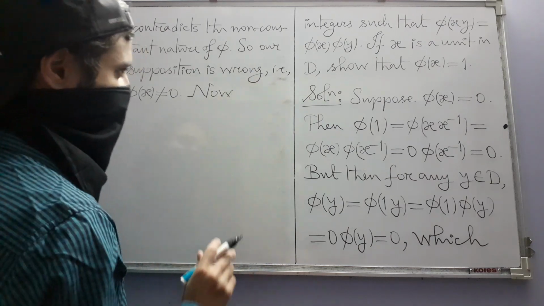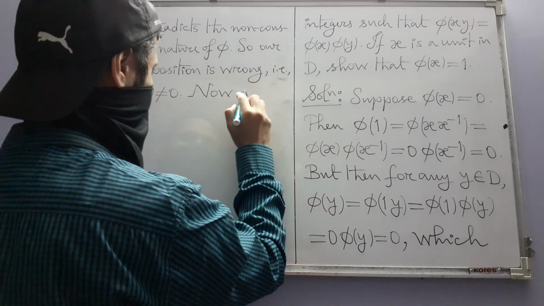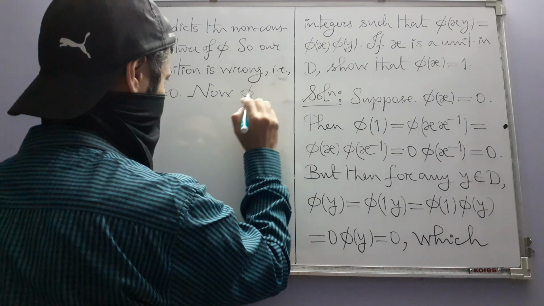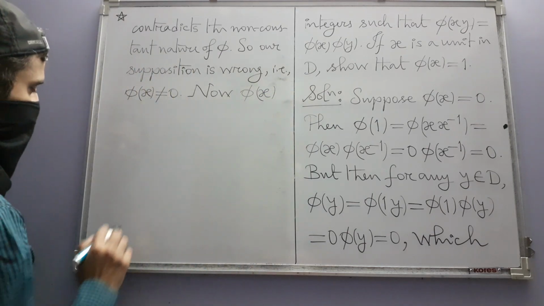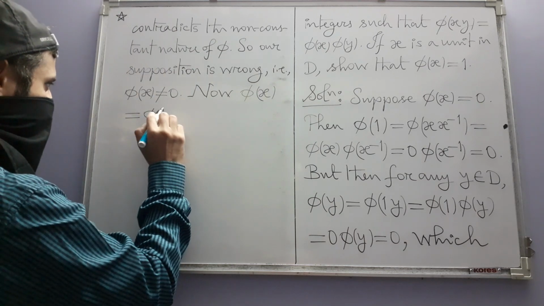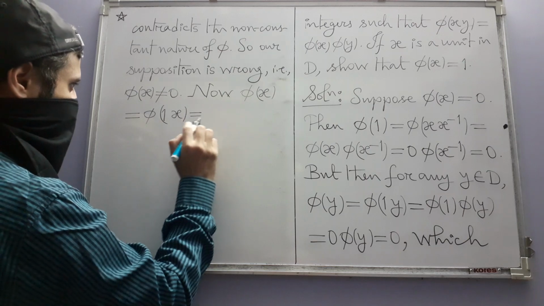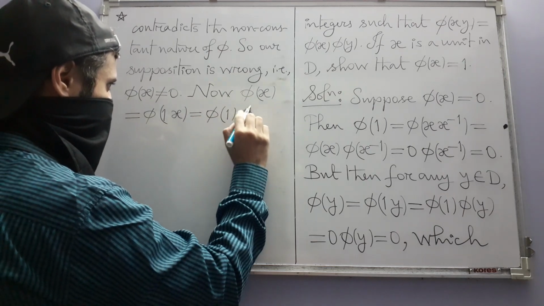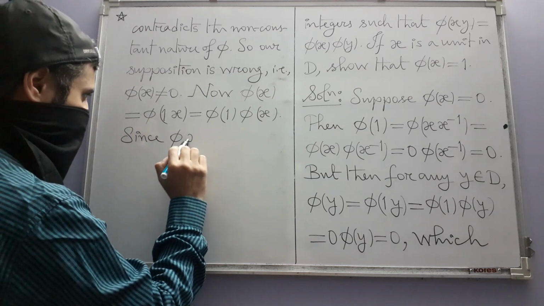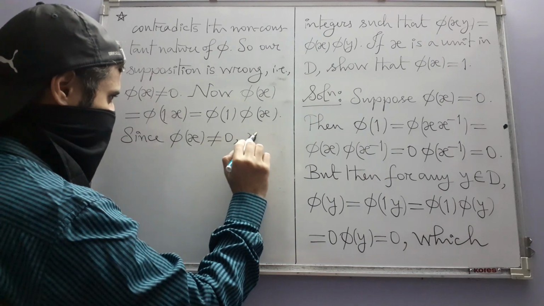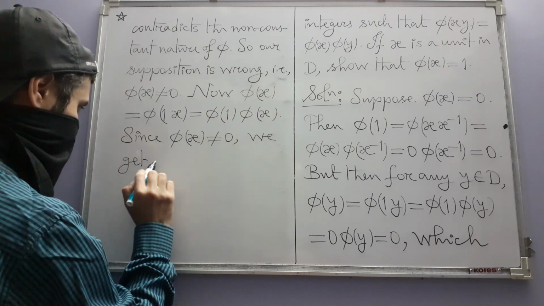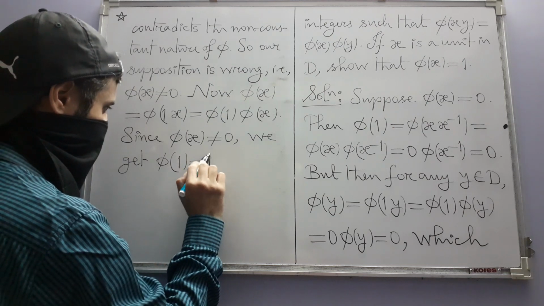Now let's calculate phi of 1 with this new knowledge. But let us now again start with phi of x, but now with this new knowledge that it's non-zero, and we proceed like this. x is 1 times x, that is phi of 1 times phi of x. Since phi of x is non-zero, from this equation phi of x equal to phi of 1 times phi of x, we get phi of 1 equal to 1.